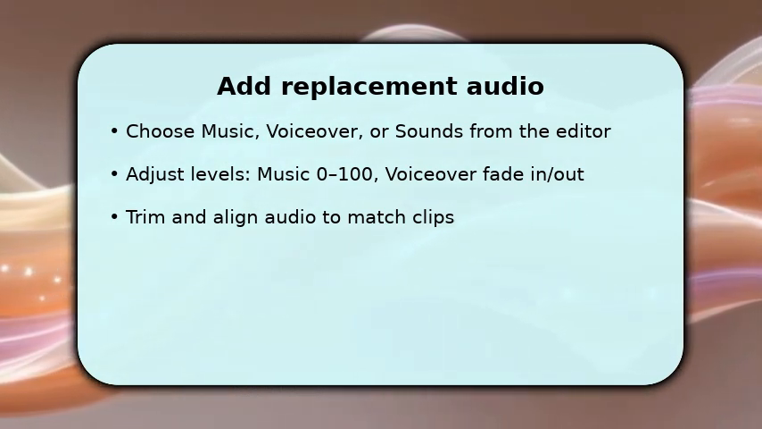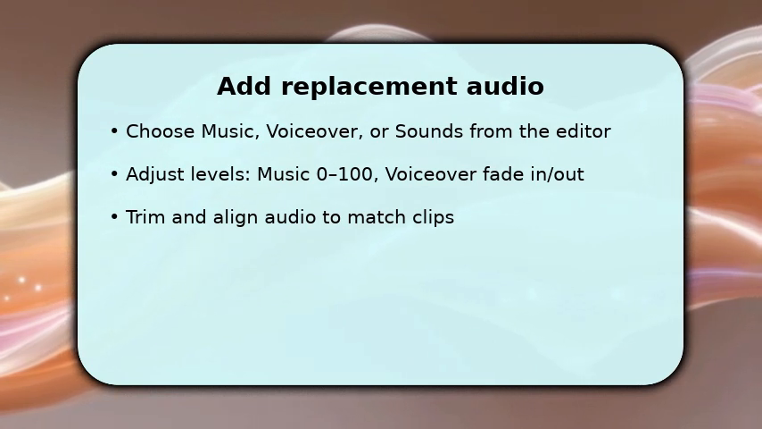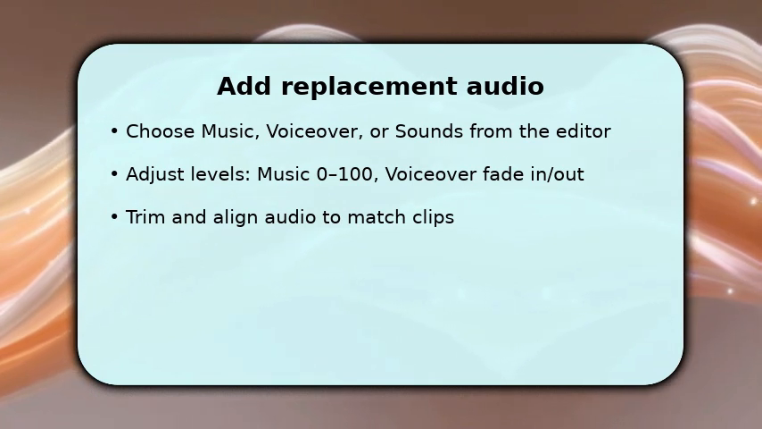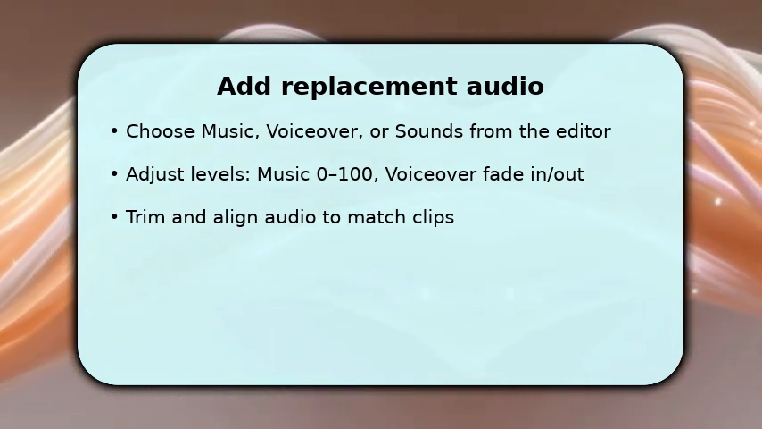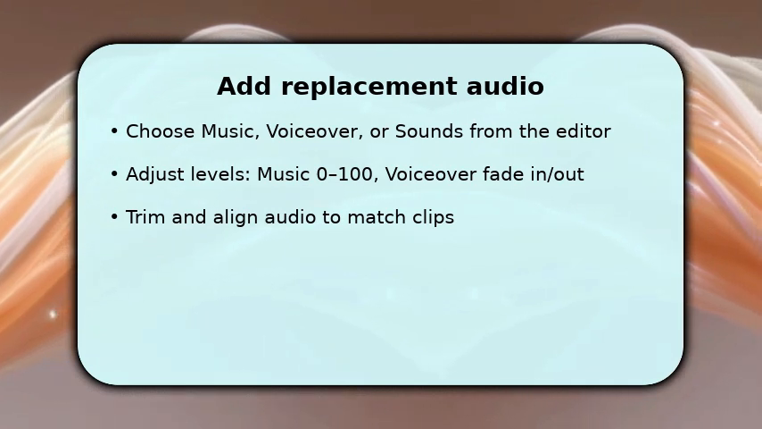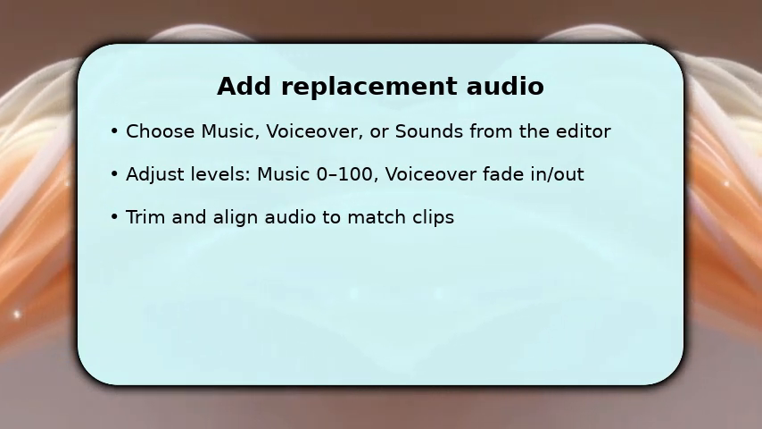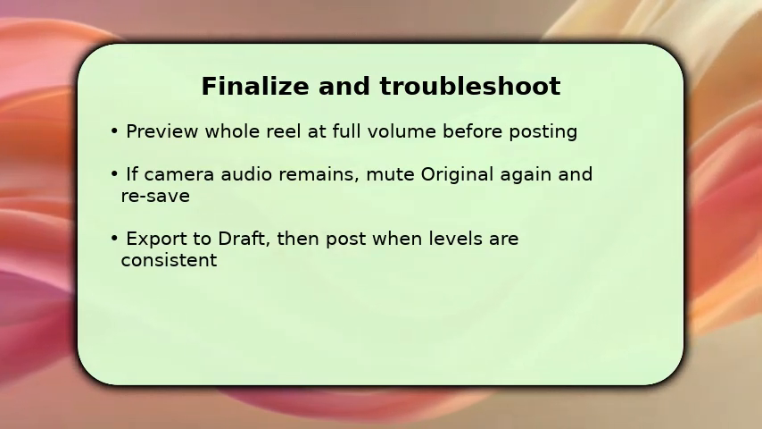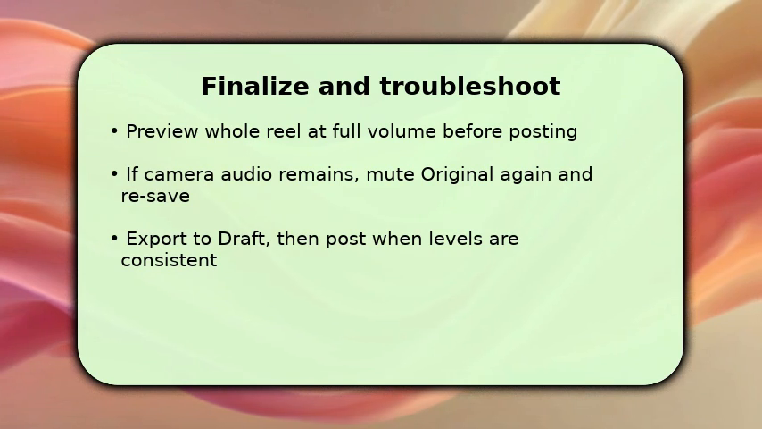Once added, trim and drag the audio so beats and words line up with visual cuts. Make sure to preview several times. Adjusting fades and timing here is why you muted the original first, giving you full control over the final mix. Finalize by playing the full reel to check transitions and audio balance. Adjust levels or trims until it sounds cohesive.